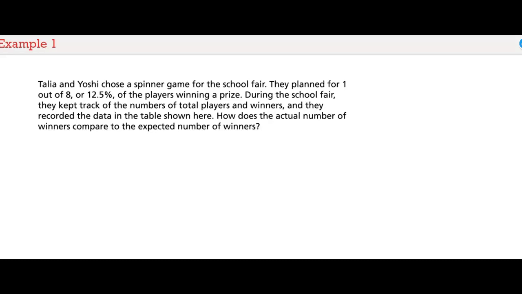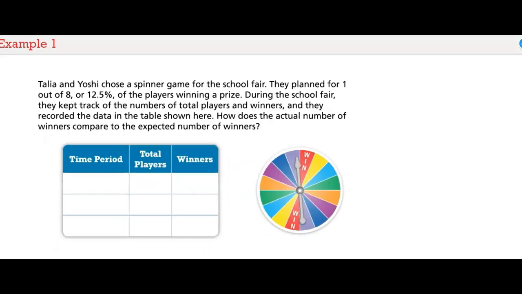Talia and Yoshi chose a spinner game for the school fair. They planned for 1 out of 8, or 12.5% of the players winning a prize. During the school fair, they kept track of the numbers of total players and winners, and they recorded the data in the table shown here. How does the actual number of winners compare to the expected number of winners?